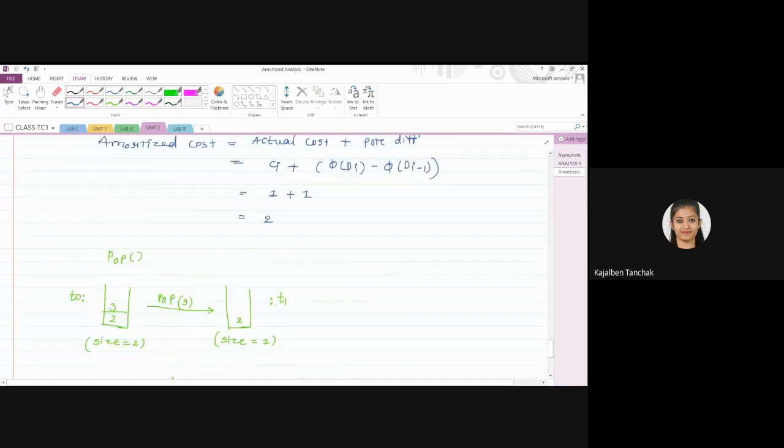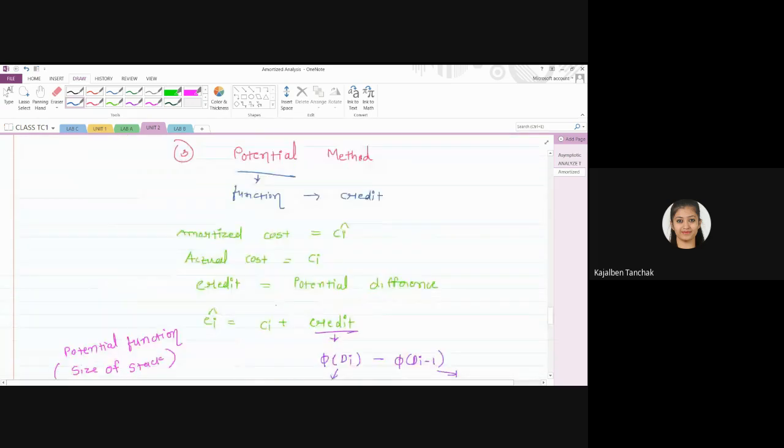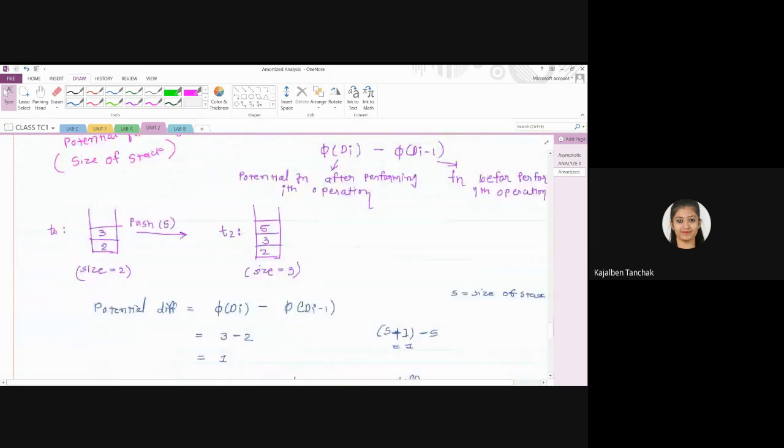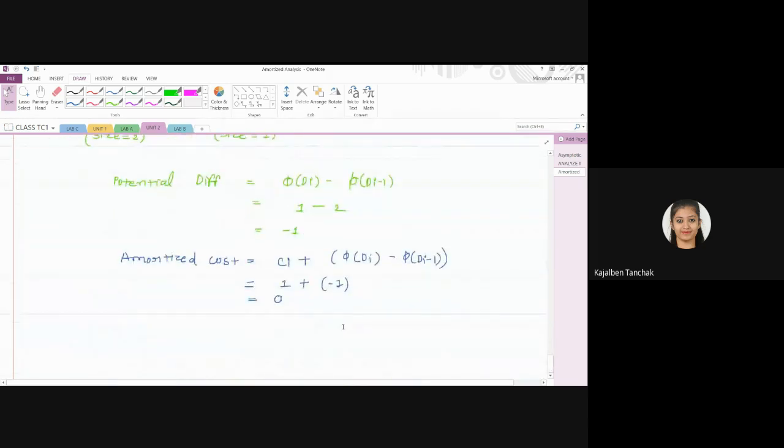That we have already defined in the previous example, right? We assumed that pop will take 0 cost, and here we have proved that pop will take 0 cost, right? And let's take another example, for the multi-pop. This is the last example for this.